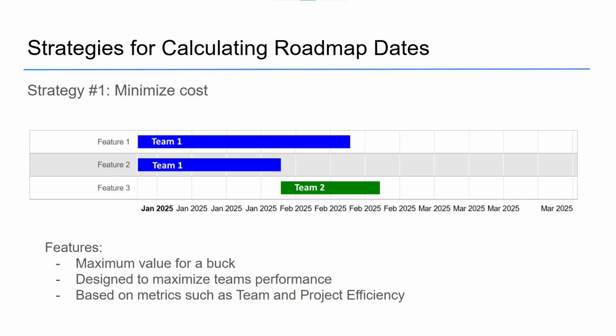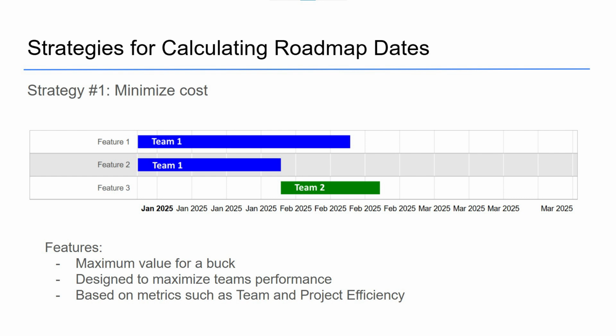The first strategy is a strategy to minimize cost. The strategy is optimal to achieve maximum value for a buck. The features are stacked in a timeline the way the team velocity is used by maximum, and there is no possible idle time for teams in the schedule.